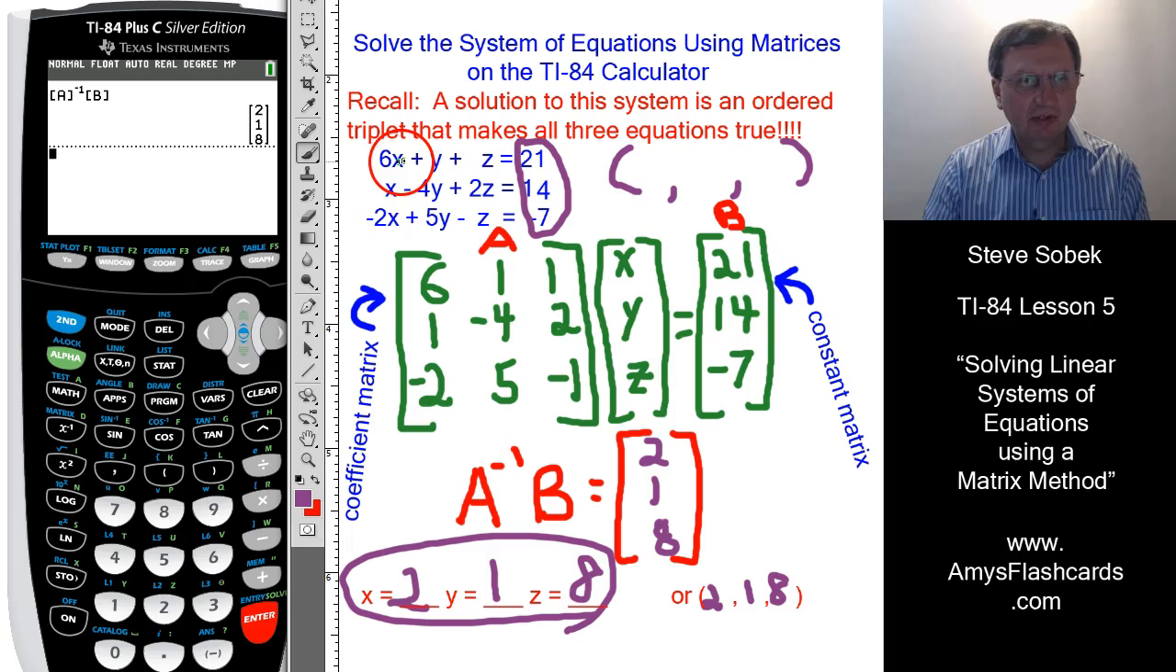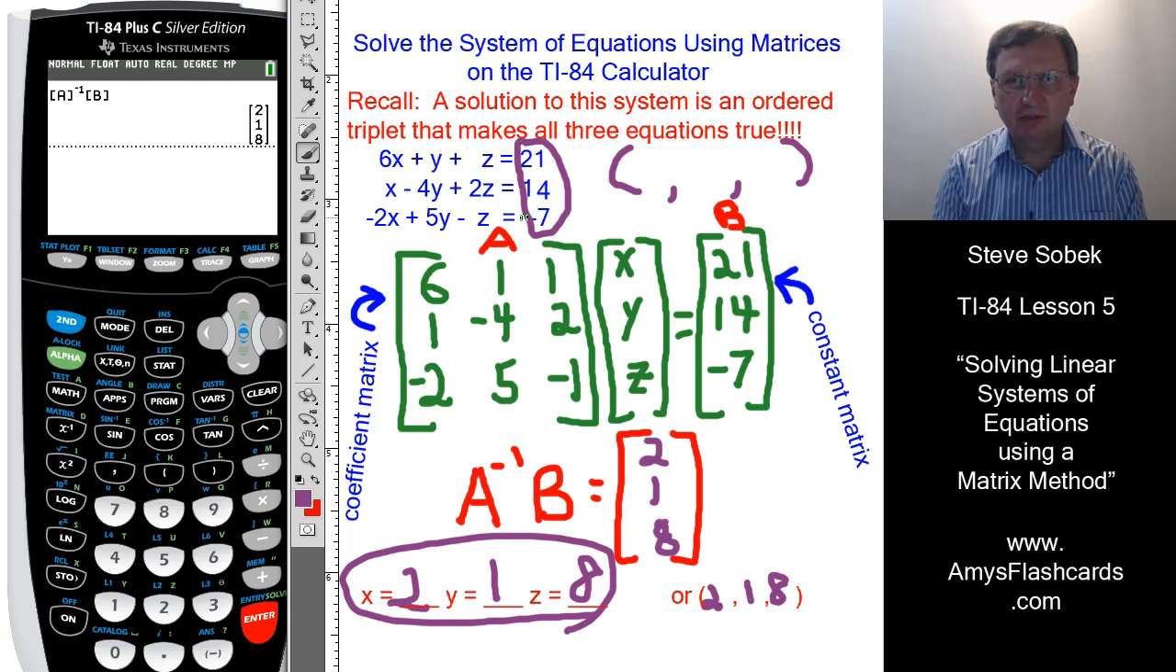6 times 2, 12. Add 1, 13. 13 plus 8, 21. 21 equals 21 is true? Yes, these values made the first equation true. Do the same thing with the second equation, the third equation. And after another 10, 20 seconds, you will know for sure that your answer is correct. And you could turn your paper in with authority, with confidence, knowing that that must be the solution to that 3-variable system.